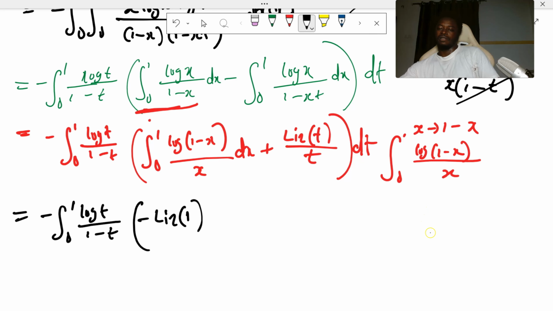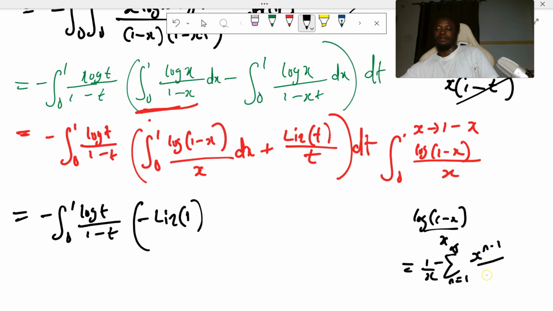this logarithm series, the logarithm of 1 minus x all divided by x actually is equal to 1 over x times the sum as n runs from 1 to infinity of negative x to the n over n. Now if you divide by x, you get x to the n minus 1 over n. Now if you integrate, you're going to get the negative dilogarithm function, so that is why it's equal to negative dilogarithm of 1.